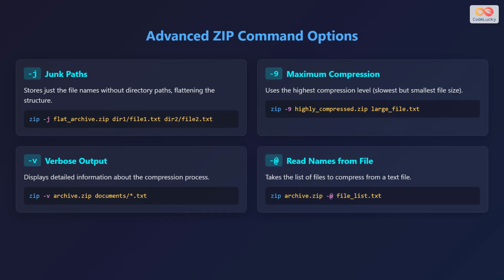large_file.txt. The next option is the verbose output, represented by the flag -v, which displays detailed information about the compression process. For example, zip -v archive.zip documents/**.txt. Finally, there is the read names from file option, represented by the flag -@, which takes the list of files to compress from a text file. For example, zip archive.zip -@ file_list.txt.